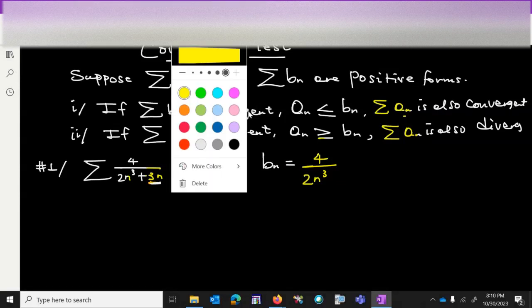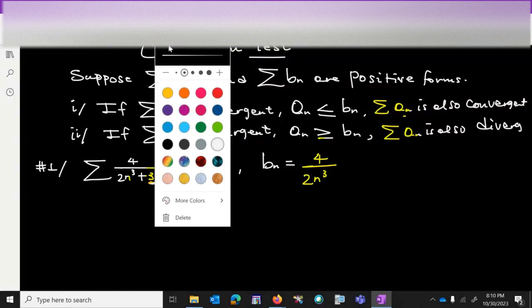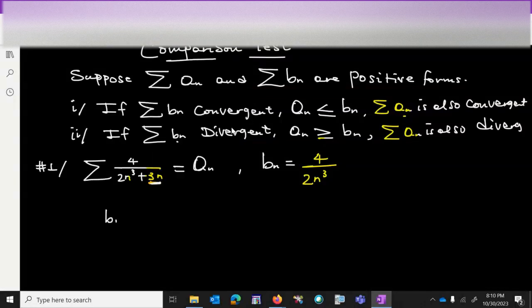So look at b sub n. I can conclude from this that b sub n, which is equal to 4 over 2n cubed, is simply convergent. This is convergent. How do I know if this one is convergent? Well, this is easily known to be convergent because this is a p series.